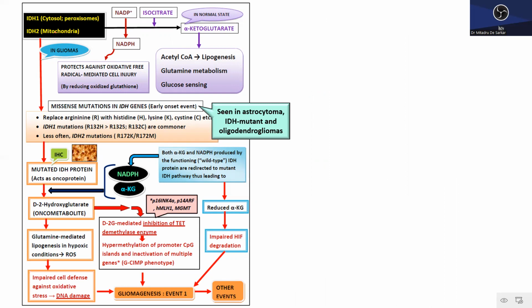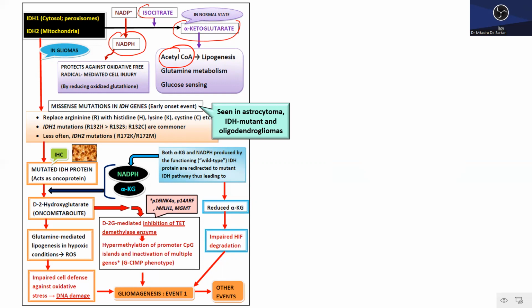So the role of IDH is basically that it acts on isocitrate and gives rise to alpha ketoglutarate, which is utilized for synthesis of acetyl-CoA, which in turn is utilized for the synthesis of lipids. But most importantly, it also generates NADPH, which protects the cell from free radical mediated injury.